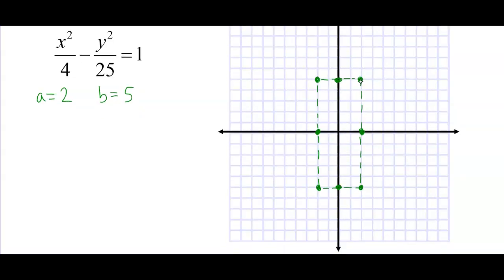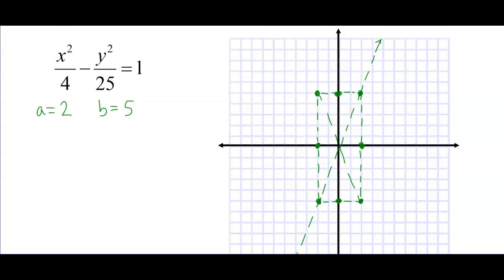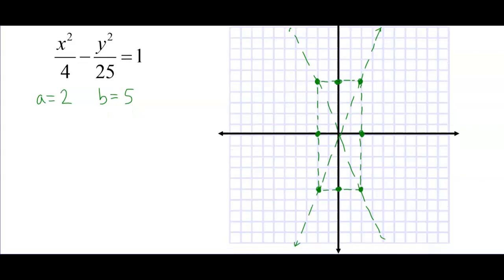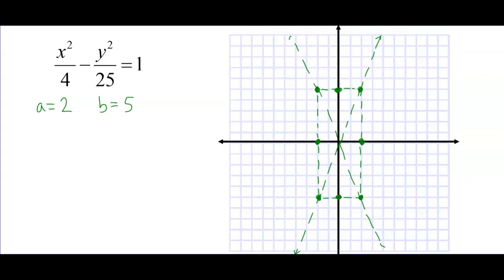The other thing that you need to do is take this rectangle and draw the diagonals of the rectangle, the lines that connect the corners, and extend those diagonals out beyond the rectangle itself. And here's where it starts to come together. You're asking, okay, what are those rectangles? What are those diagonals? What are we drawing here?